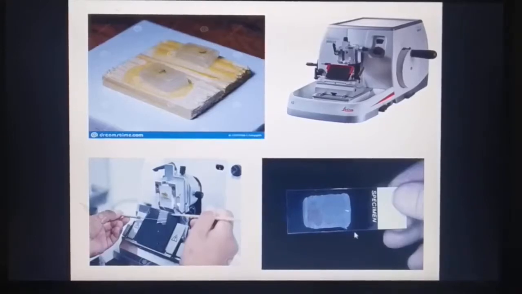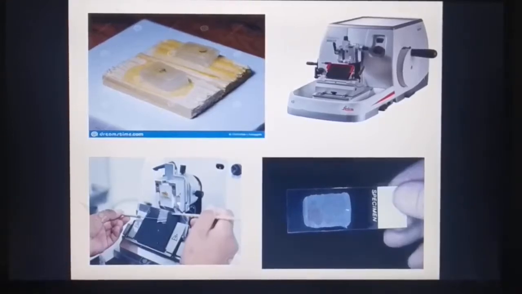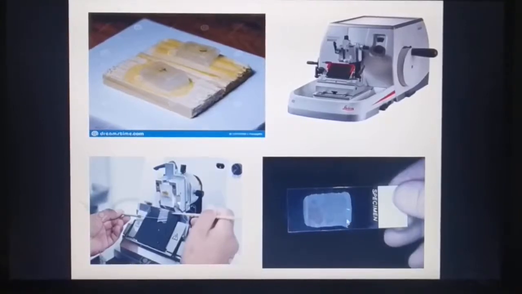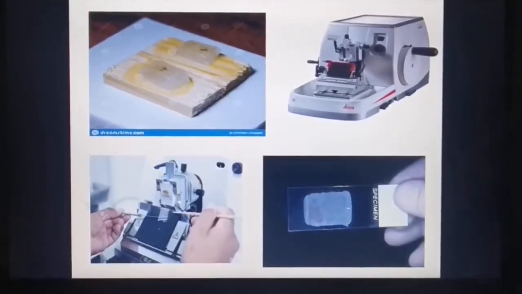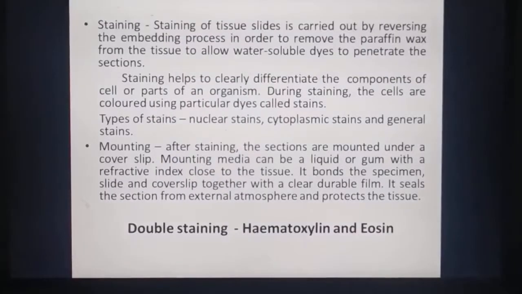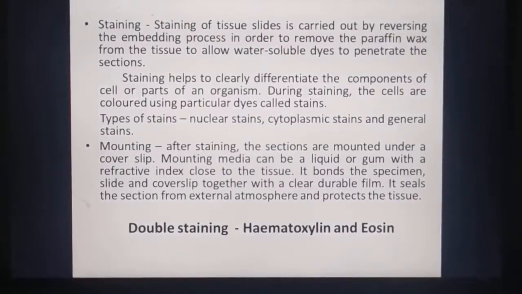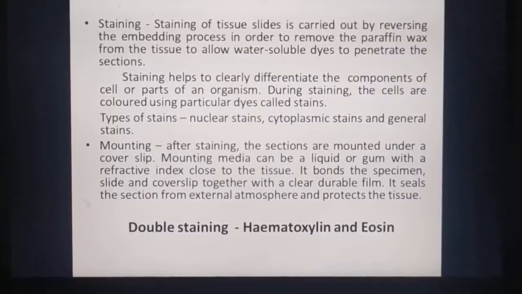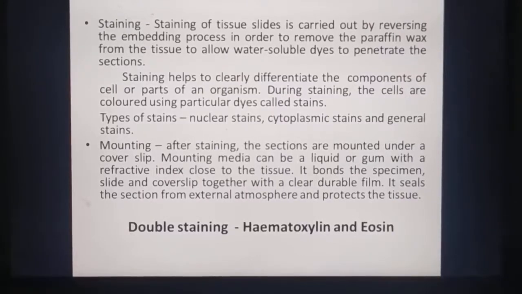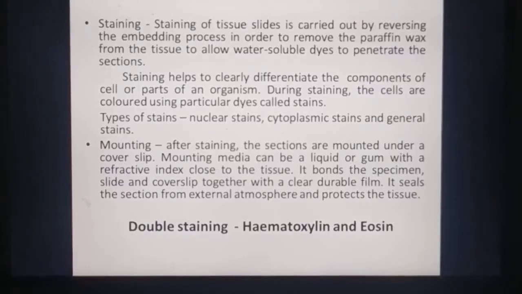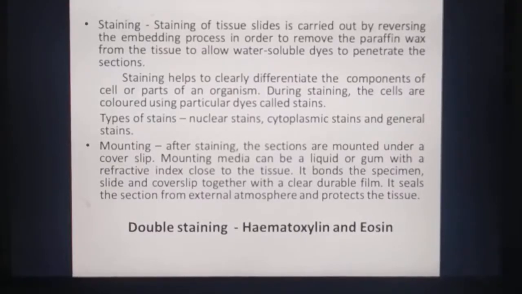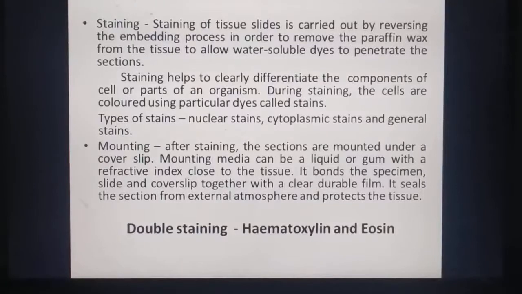In practical class, a paraffin section containing the tissue will be given. You have to stain and mount it. During staining, we remove the paraffin wax, hydrate the tissue and then allow water-soluble dyes to penetrate the section. Staining is the process of coloring the cells using particular dyes called stains. There are different types of stains like nuclear stains, cytoplasmic stains and general stains.